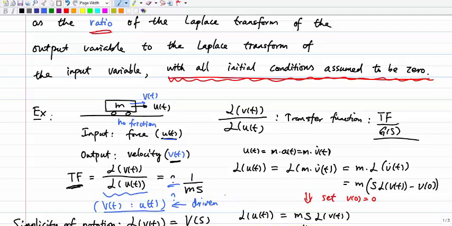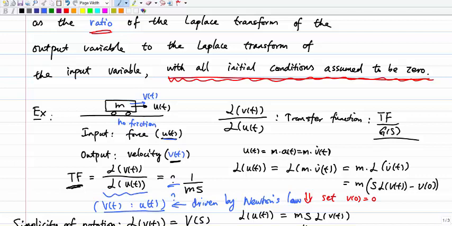So for example, Newton's law. In order to figure out what the Laplace transform is, let's find the relationship between v(t) and u(t) in the time domain, the t domain, not in the s domain, because we don't know how to do that yet. We have to find the t domain relationship first.